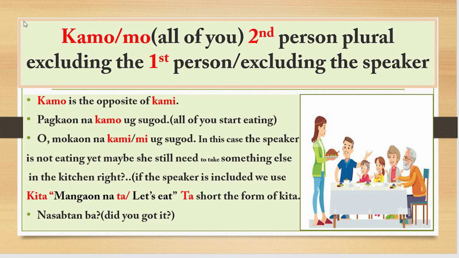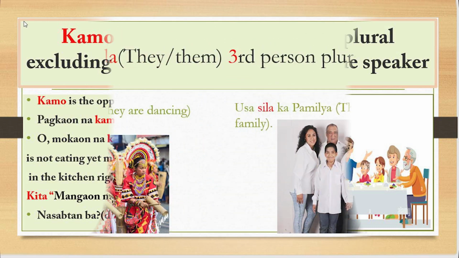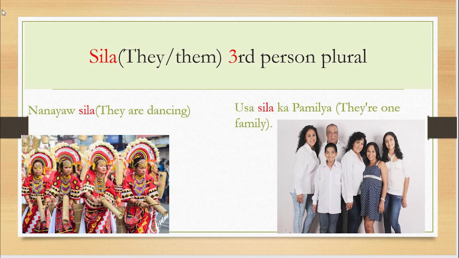All right. Moving on to our third person plural pronoun, which is sila or them. "Nanayaw sila," they are dancing. "Usa sila ka pamilya," they are one family. "Usa sila kay Pilipino." You can also say that.